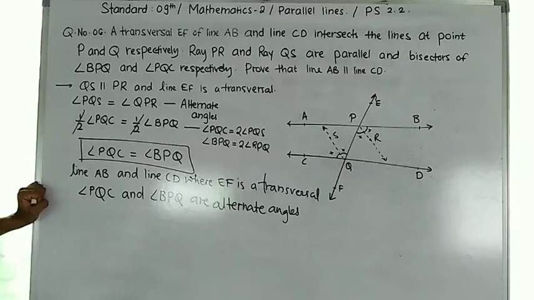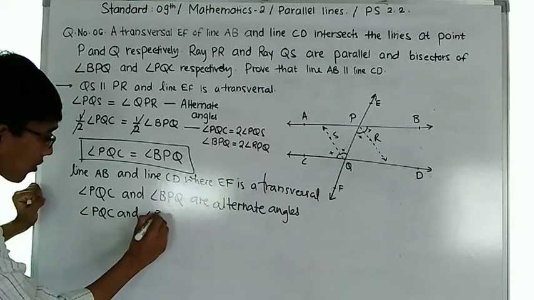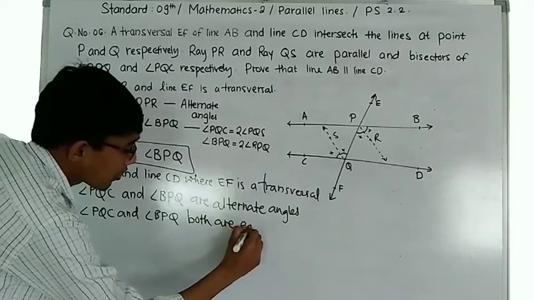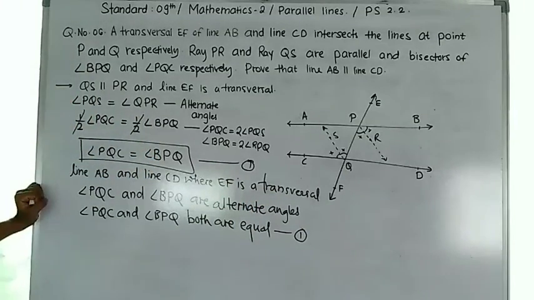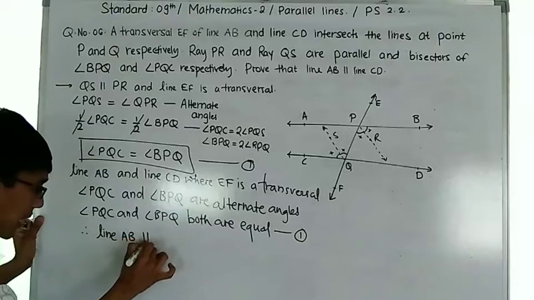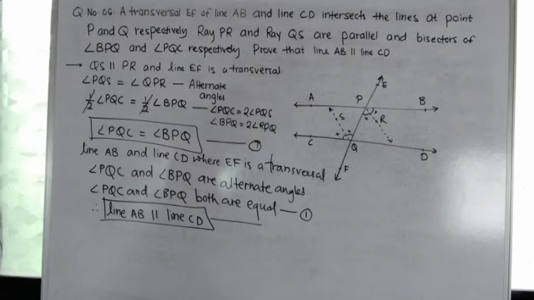But we have got that angle PQC and angle BPQ both are equal. So angle PQC and angle BPQ both are equal, as we have got from equation 1. So as both the alternate angles are equal, we can write line AB is parallel to line CD. So both the lines AB and CD are parallel to each other. Okay, by this we have completed this particular exercise. Your homework will be to complete this exercise.